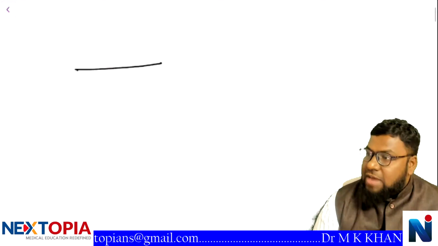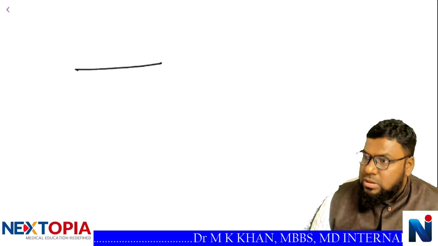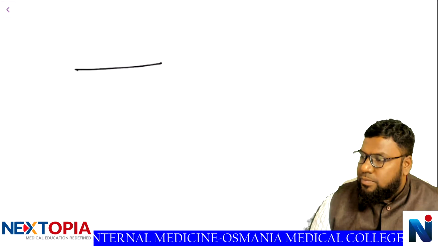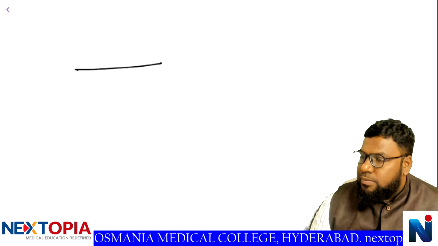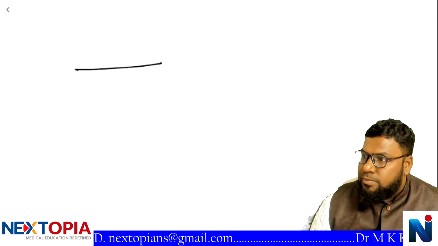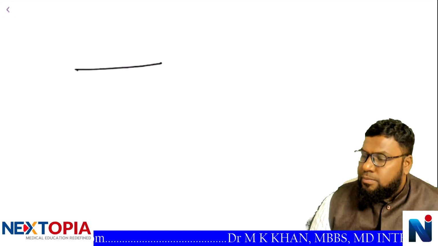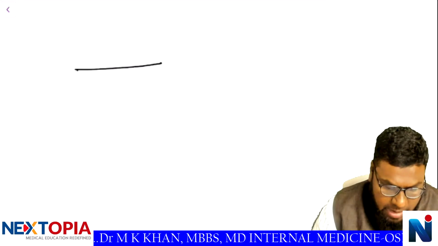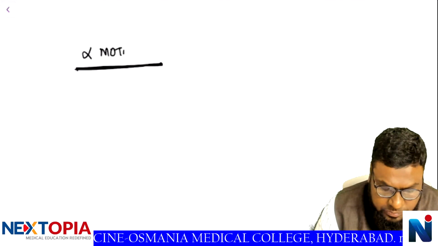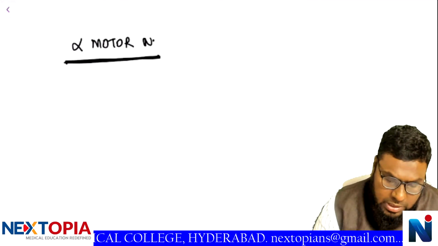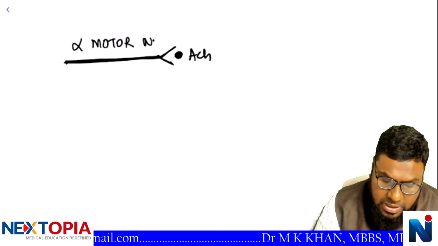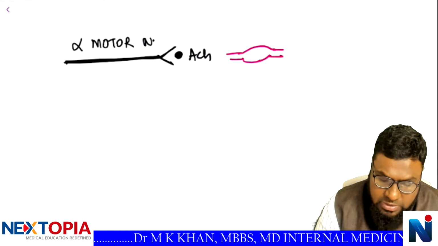So I was discussing the alpha motor neuron. Suppose this is the alpha motor neuron, it communicates with the help of acetylcholine as a neurotransmitter, and it causes stimulation of the skeletal muscle.